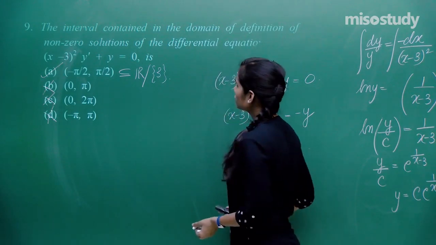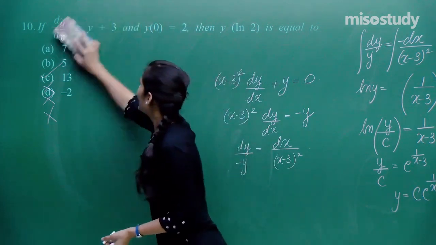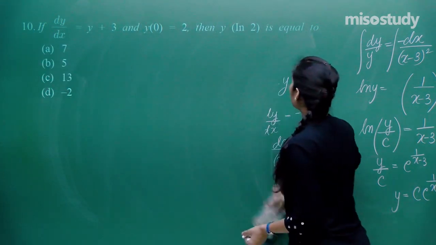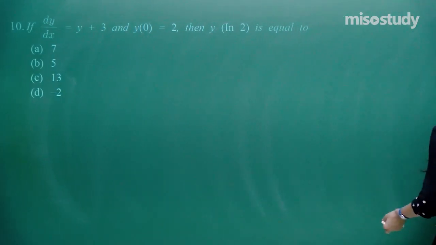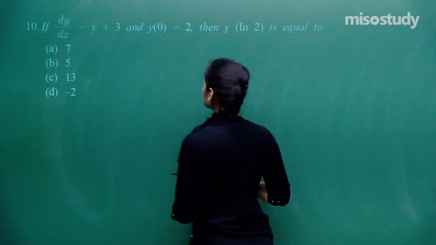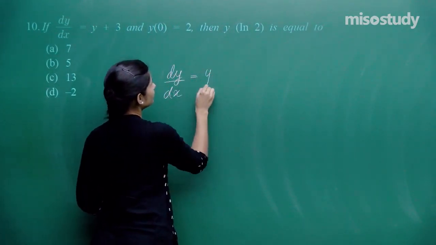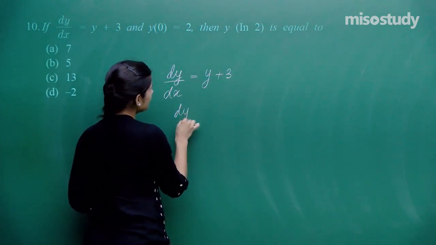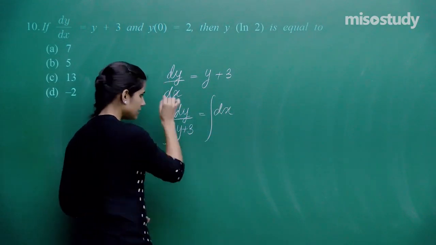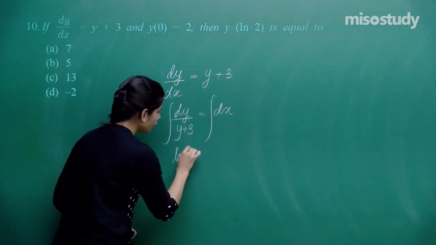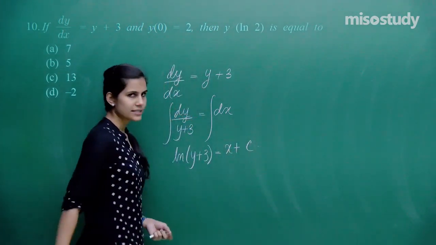Moving on to the next question, we have if dy by dx is y plus 3 and y of 0 is 2, then y of ln 2 is what? Let's see. So dy by dx is y plus 3. This is pretty simple. Separate the variables. Integrate. You get ln of y plus 3 equals x plus c.